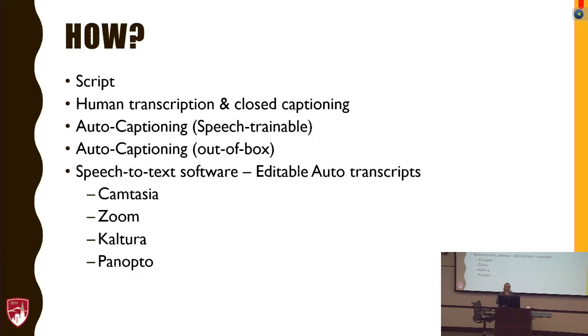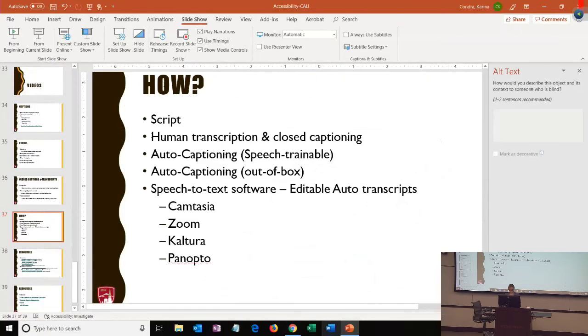Something that you can do if you're using videos, like we have an online certificate in legal research for our part-time students. What we've been doing is, for our videos, you can use the auto captioning out of the box that comes with Zoom, Panopto, Kaltura, Camtasia. All of these have out of the box speech to text software. So let me show you real quick.